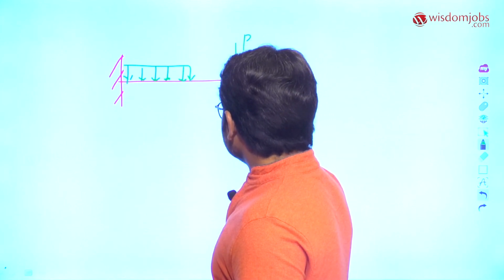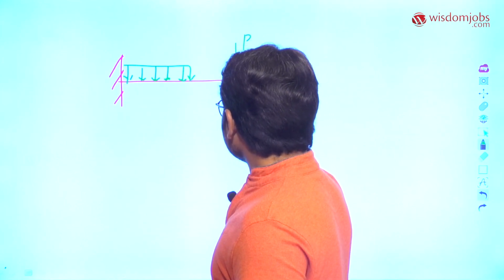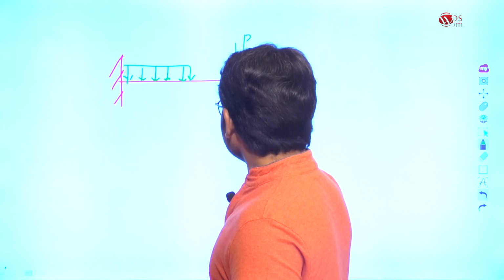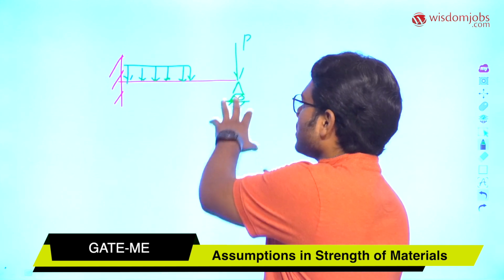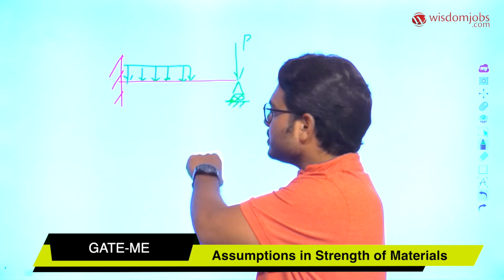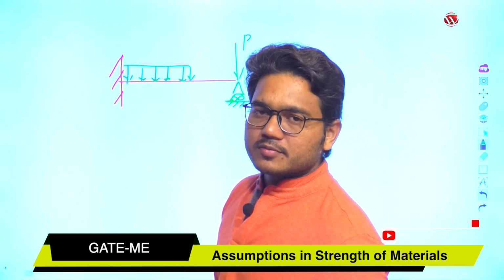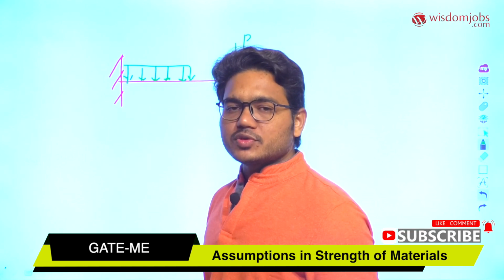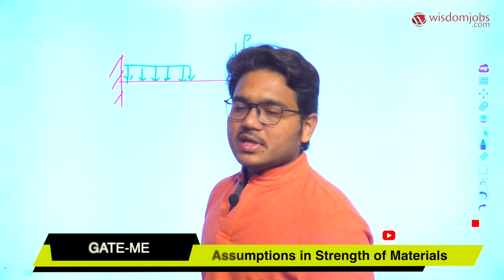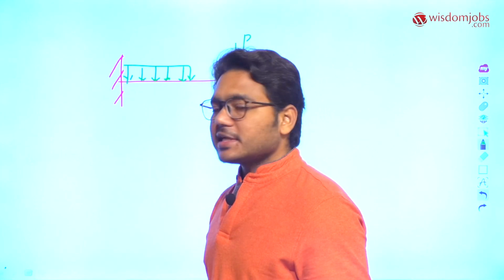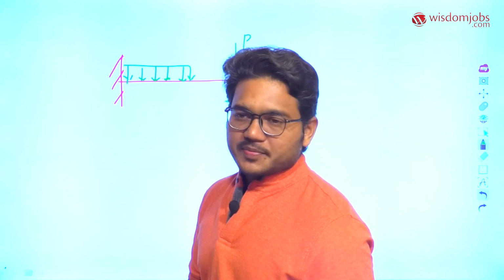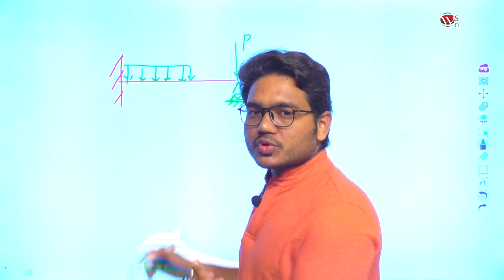This particular assumption is useful in solving a proper cantilever beam. If I provide a support at the free end in a cantilever beam, it is called a proper cantilever beam. This assumption is useful in solving this kind of beam, and these kinds of beams are called statically indeterminate beams. So how do you solve this?